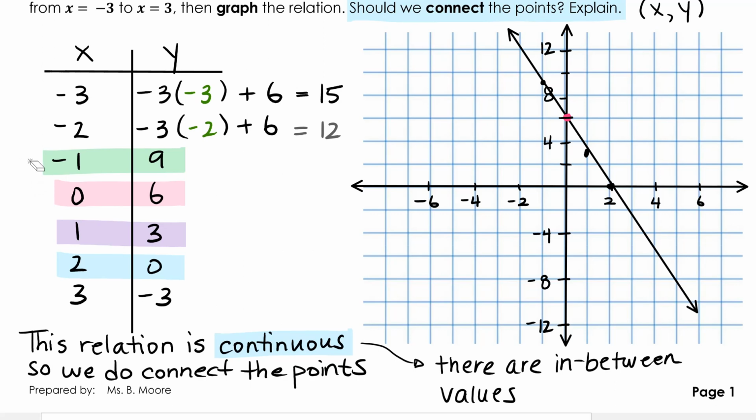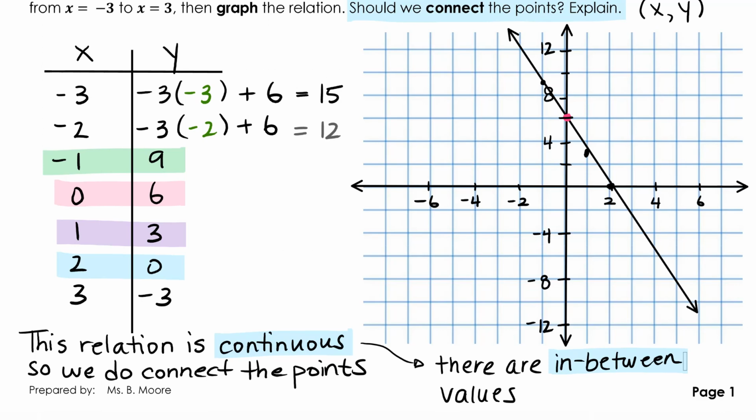Now, in different situations, when we have more context for the situation that our equation represents, like how many pairs of shoes can you buy, there are in-between values for money, but there are not in-between values for pairs of shoes. So both of your variables have to have in-between values for you to connect the points. If they don't, it's called a discrete relation.